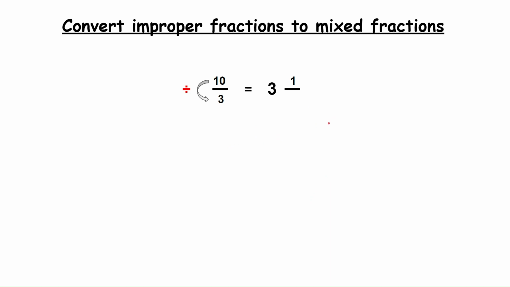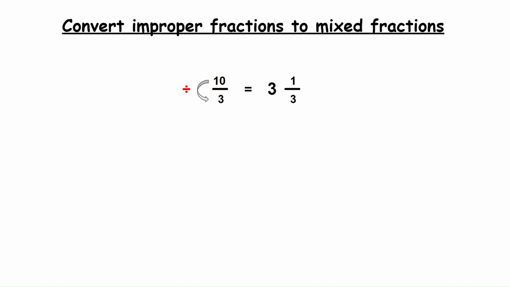In our last step, this is the easiest part to remember because it's always going to be the same as the denominator of our improper fraction. So our denominator is going to be 3. So the improper fraction 10 over 3 is equal to the mixed fraction 3 and 1/3.